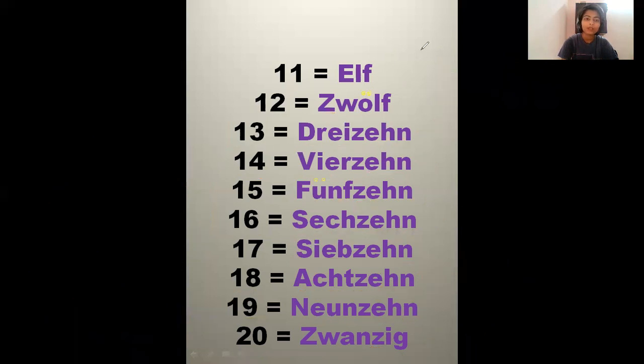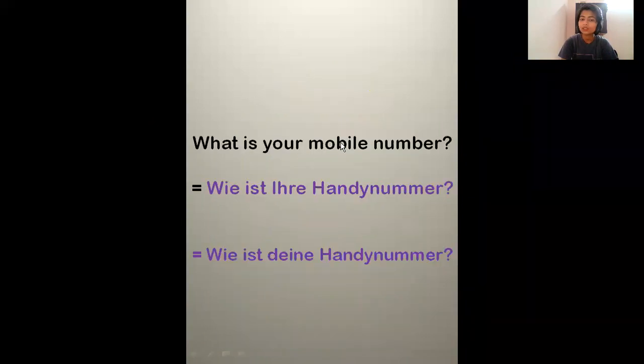Right? Now, on the basis of these numbers, let's learn a question. The question is, what is your mobile number? This question can be said in two ways. The one is formal. Formal means when you are talking with somebody who is your boss, your teacher, or your principal, anybody with whom you are required to be very disciplined. That situation is called a formal situation.